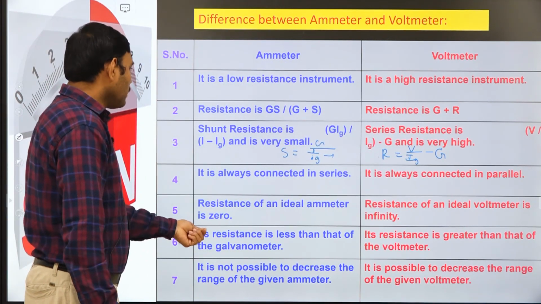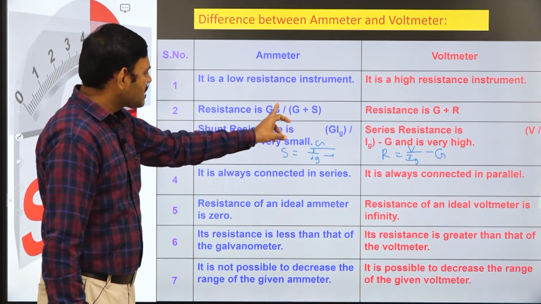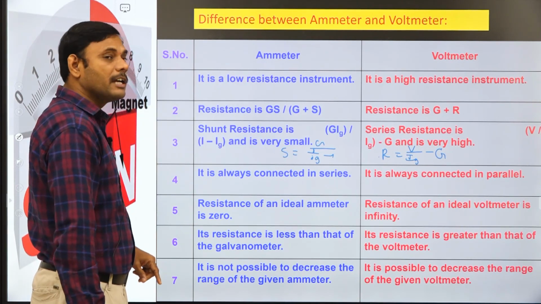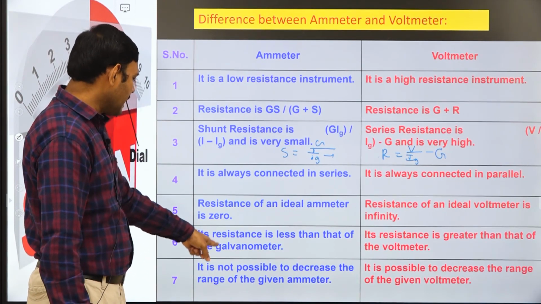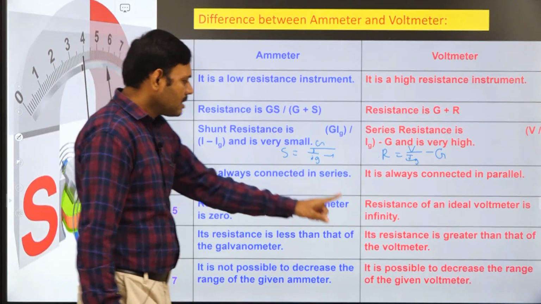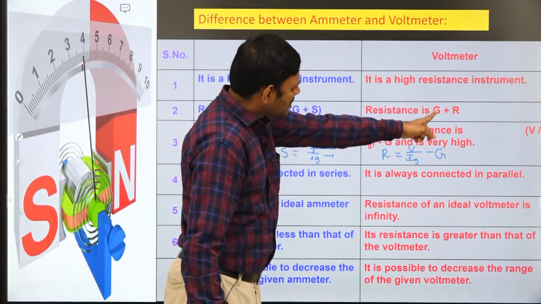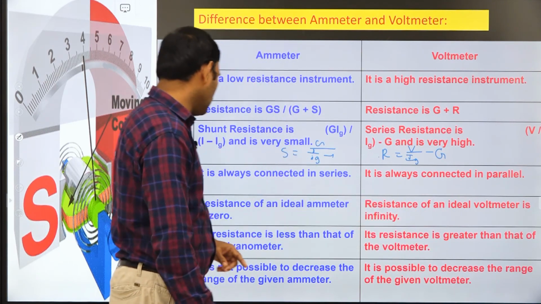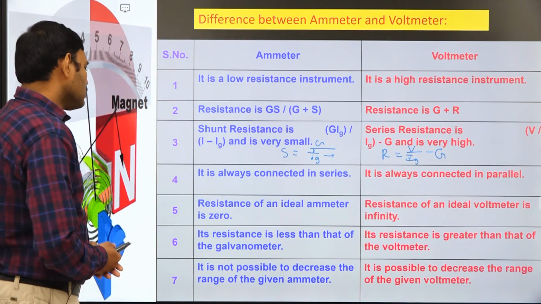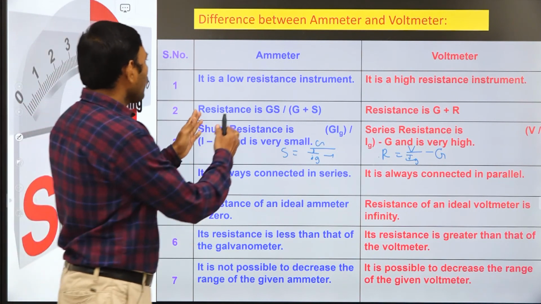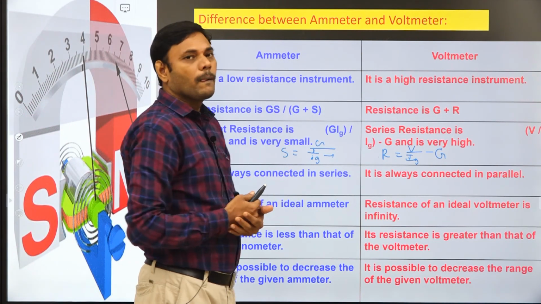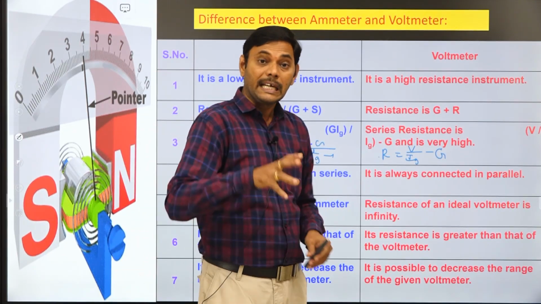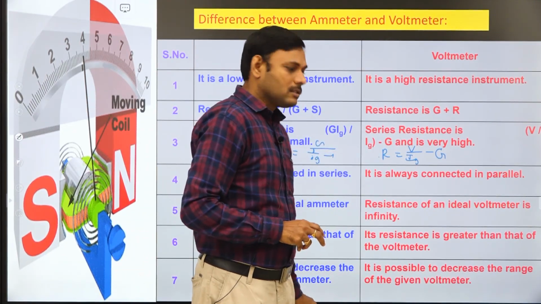Here the effective resistance is GS by (G plus S). The parallel effective resistance is always less than the individual values, so the ammeter resistance is less than the resistance of the galvanometer. Series always gives more resistance. G plus R is always greater than G, so the voltmeter resistance is greater than that of the galvanometer. So finally, the range of measuring current increases by using an ammeter. The range of measuring voltage increases by using a voltmeter.